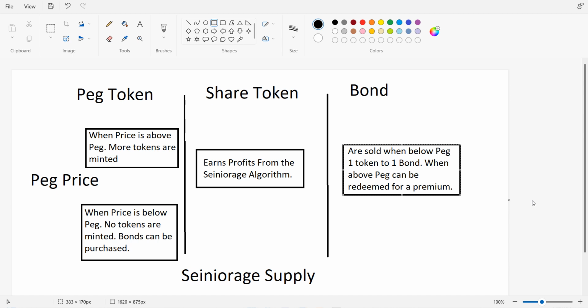Today we're going to be talking about algorithmic stablecoins. I think I'm going to call this video Algorithmic Stablecoins Explained.